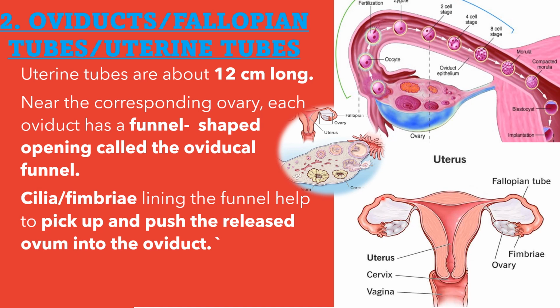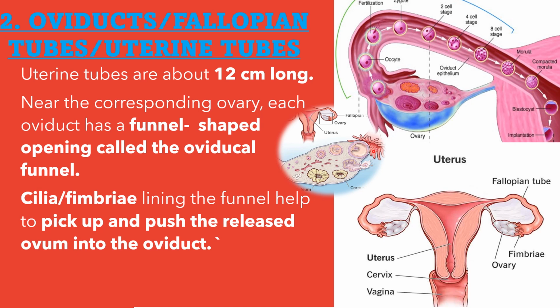Uterine tubes or fallopian tubes are about 12 cm long. Here you can see the tube-like structure called the fallopian tube or oviduct. It is located near the corresponding ovary. Each oviduct has a funnel-shaped opening called the oviductal funnel. Here you can see the oviductal funnel very clearly.